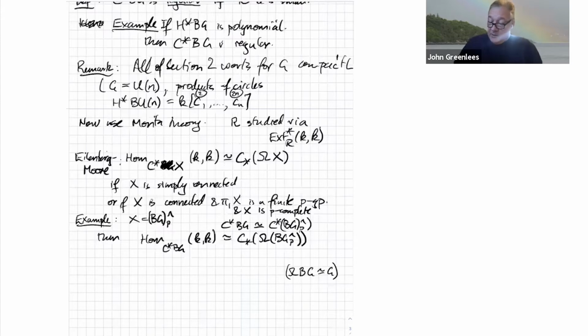So now we've seen, hence, a corollary if you like: cochains on BG is Gorenstein, sorry, is regular, if and only if the homology of the loop space on the p-completed classifying space is finite dimensional.